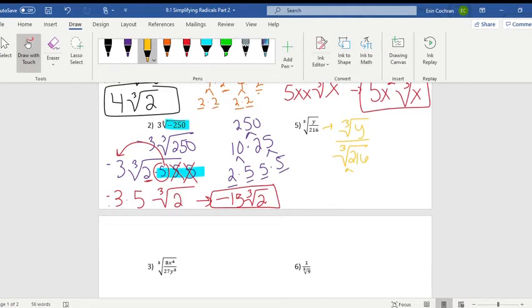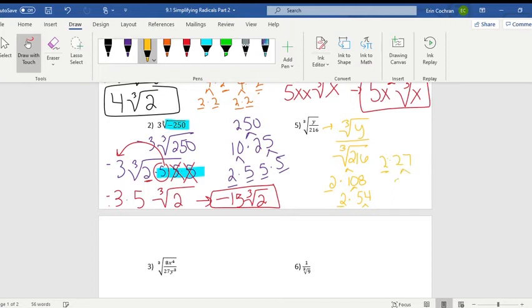So 216 breaks down to 2 and 108. 2 is prime. 108 breaks down to 2 and 54. 54 breaks down to 2 and 27. Okay, let's go over here, 2 and 27.